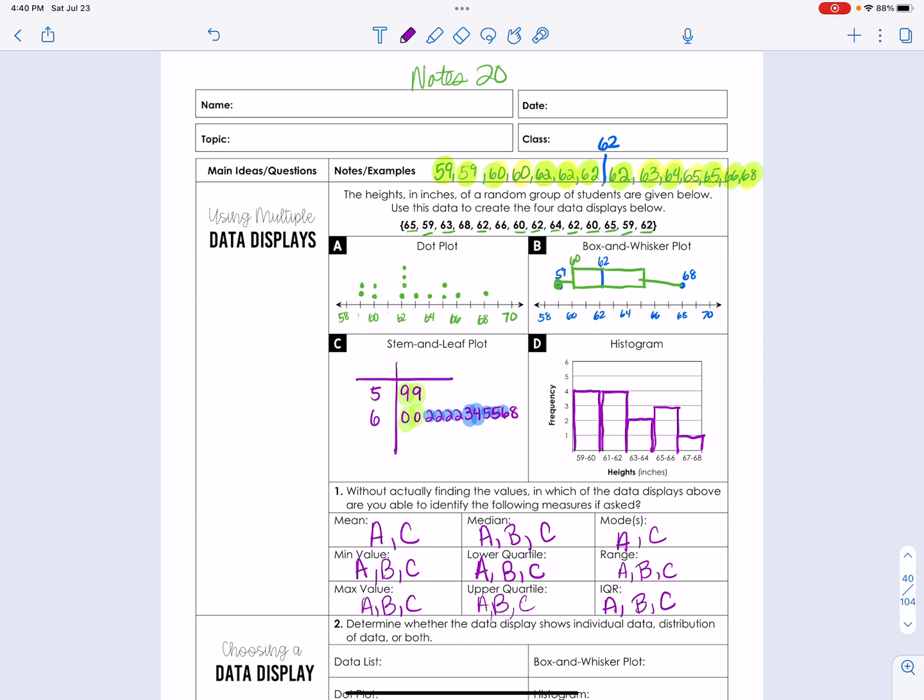If you notice, we never said D, which I think is interesting because a lot of times they give us data in frequency tables, but you can't even answer anything from a frequency table. So a lot of times when you're younger, they do frequency tables. As you get older, they start to go away from them because you can't really see any of those measures.